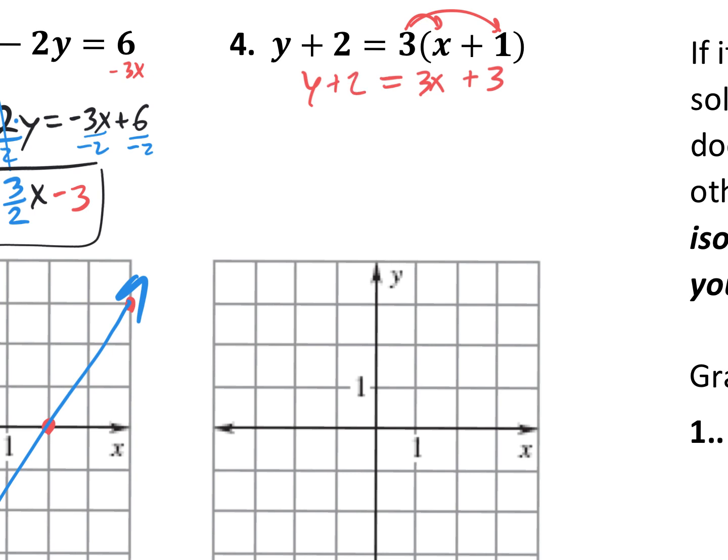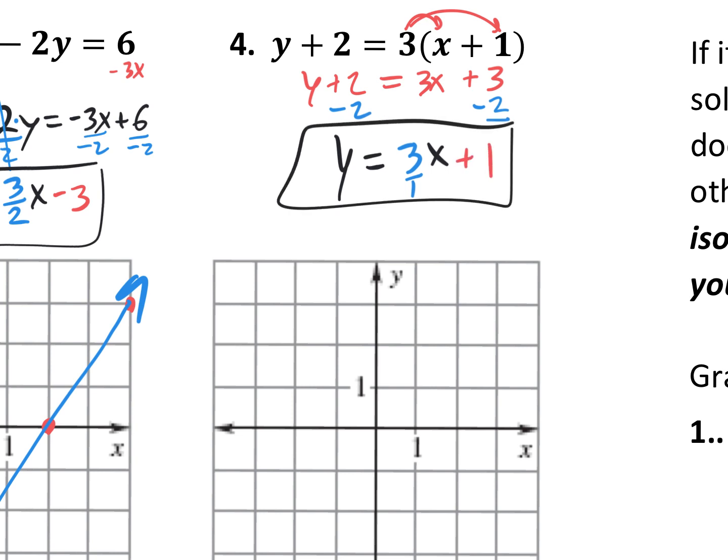Okay, so I almost have y by itself. All I have to do is get rid of this plus 2 by doing the opposite, minus 2. What you do to one side, do to the other, minus 2. Rewrite the whole thing. Y equals, the slope is technically 3 in front of x, or you could also say 3 over 1, because it's not a fraction. Make it look like a fraction. And then plus the b value, which is plus 1. This is now in slope-intercept form.